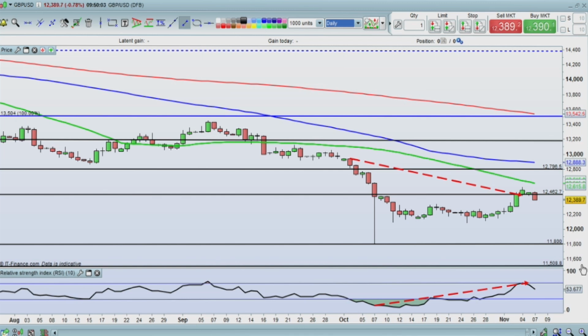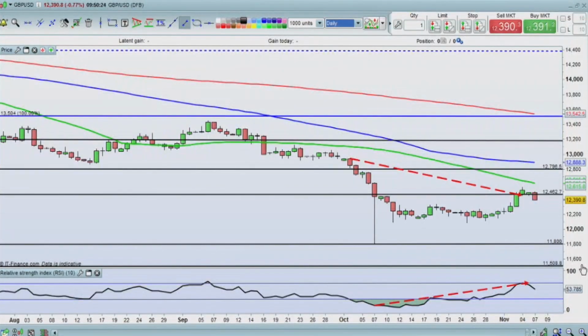Some people call it hidden divergence. I've always called it reverse divergence. It was actually designed not by Wilder, who put together the RSI himself, but by another analyst called Andrew Cardwell. And it invariably means an explosive move in the direction of the trend.